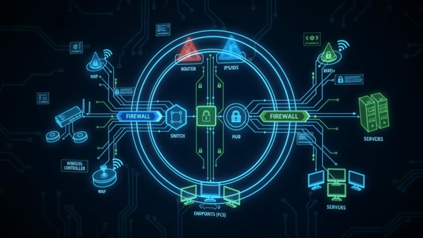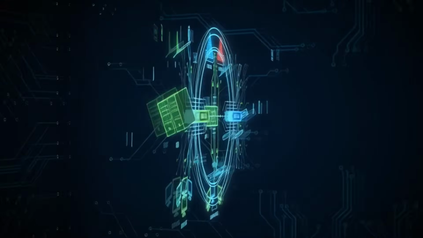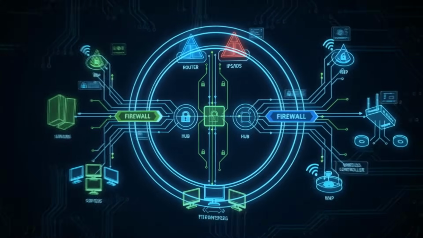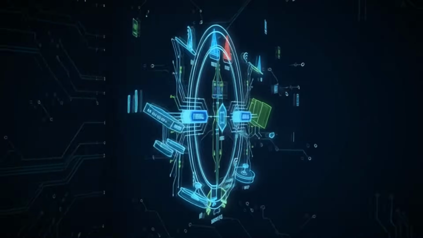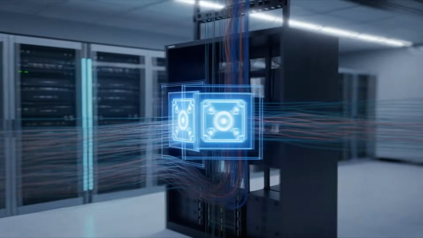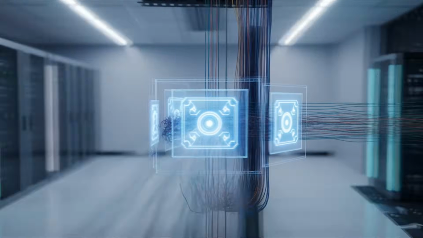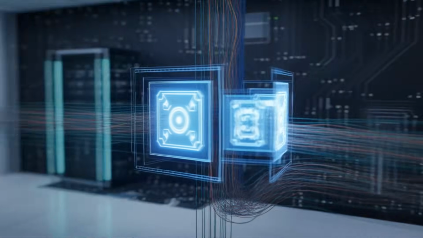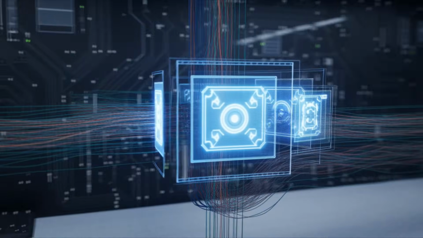Modern networks rely on many different devices, each with its own purpose. This section covers the core network devices you'll encounter: hubs, switches, routers, firewalls, IPS, IDS, wireless access points, controllers, endpoints, servers, and Cisco's recommended architecture models.